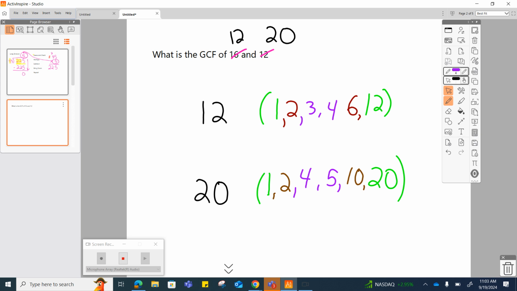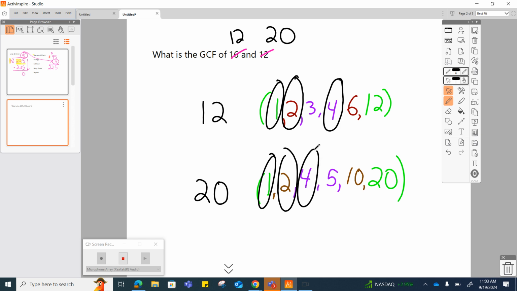So now I need to find the factors that they have in common. They both share 1 as a factor. They both share 2 as a factor. They both share 4 as a factor. 12 has additional factors of 6 and 12, but those are not in the 20 column. So the GCF of 12 and 20 is 4. Okay.